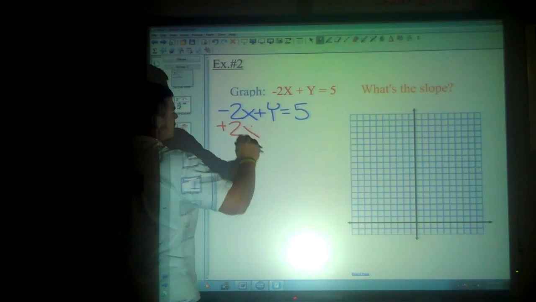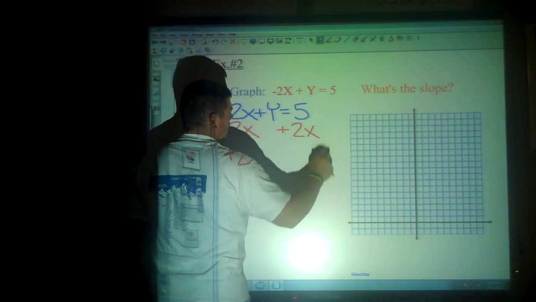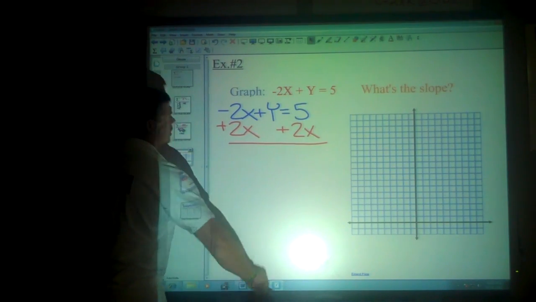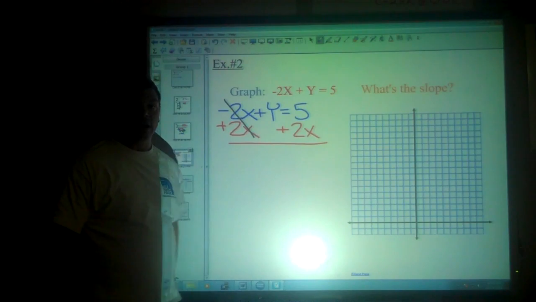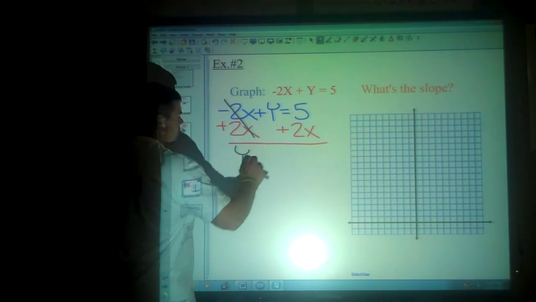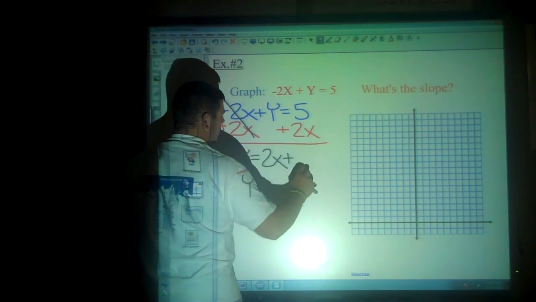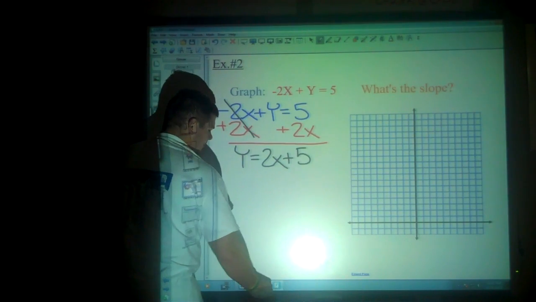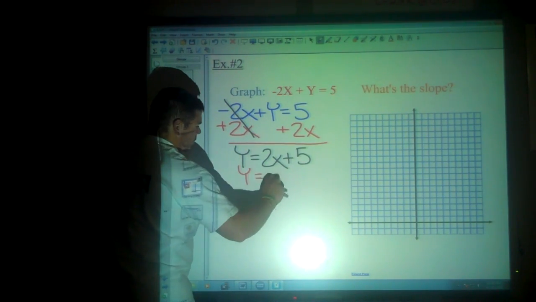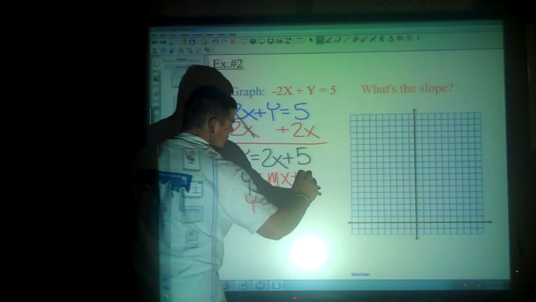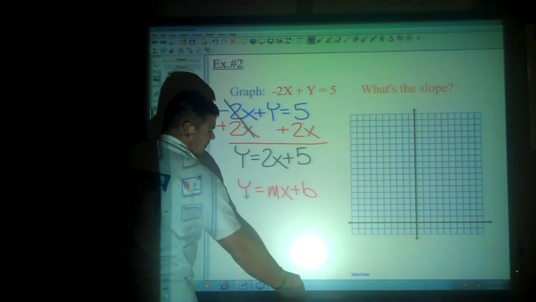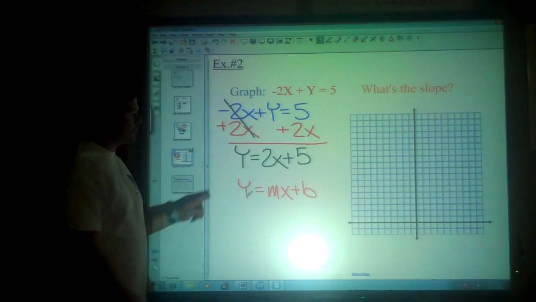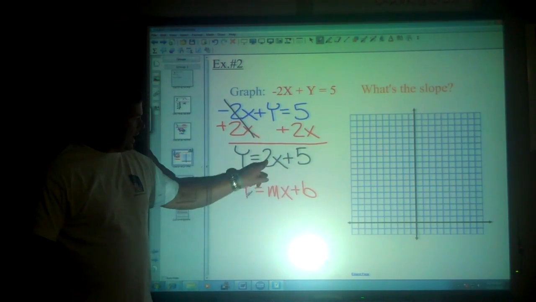Therefore, we'll add 2x to both sides. Because it's addition, we can add in any order we want, sticking the 2x in front of the 5 if we'd rather. Y equals 2x plus 5. In other words, y equals mx plus b. We now have it in slope-intercept form. So according to this problem, we know that m is the 2.